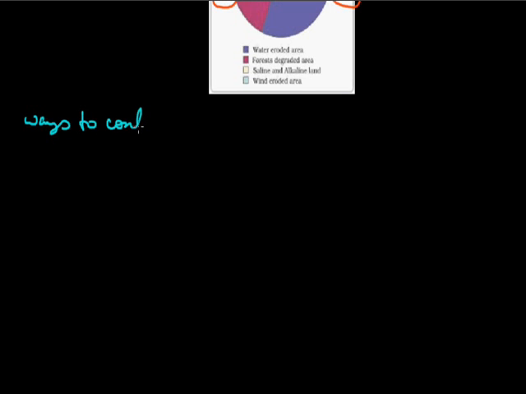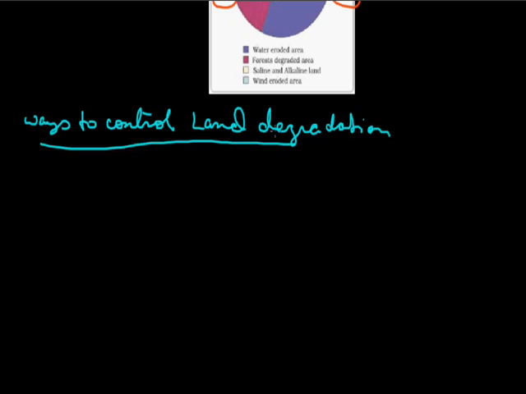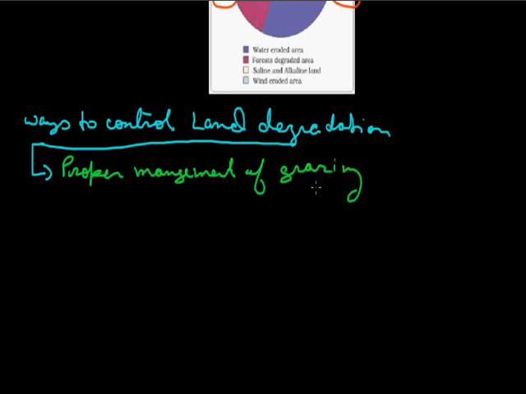So in last, the main thing that comes in front of us is the ways to control land degradation. We can control land degradation through proper management of grazing, or we can say controlled grazing. Afforestation means to plant more trees. This is how also we try to control land degradation, or we can say that these are some conservation measures also.